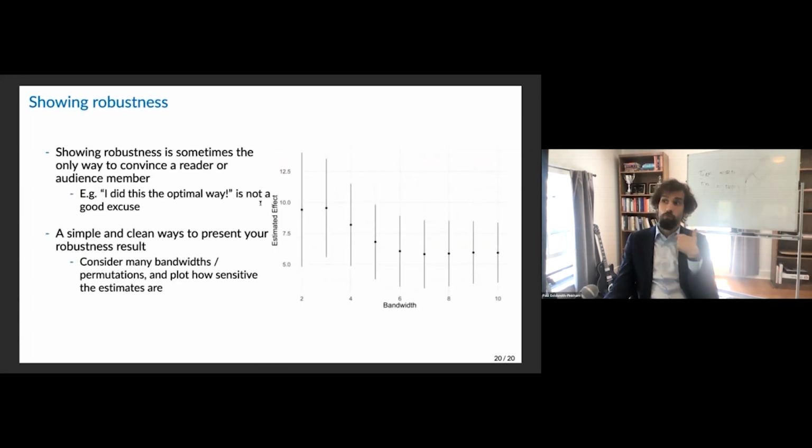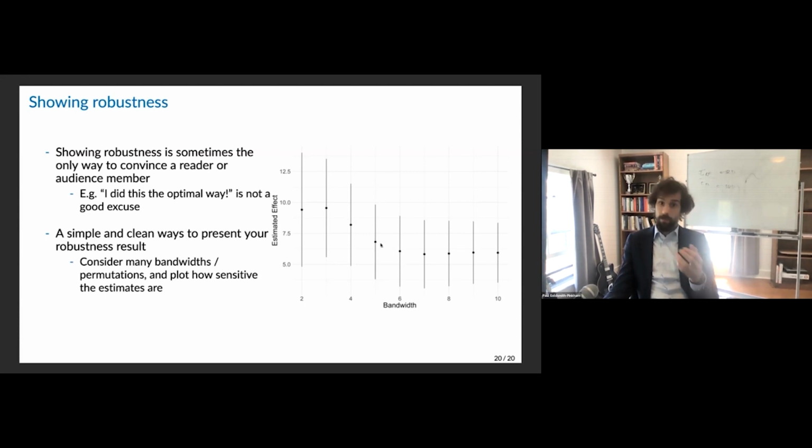So what I did is I re-estimated over this setting where I ran the bandwidth from 2 to 10. And I said, okay, how does it change my estimates as I do this? You can plot it in this very nice way that shows this trade-off and how sensitive your methods are to these different approaches. I think this is a very clean way of highlighting the sensitivity.